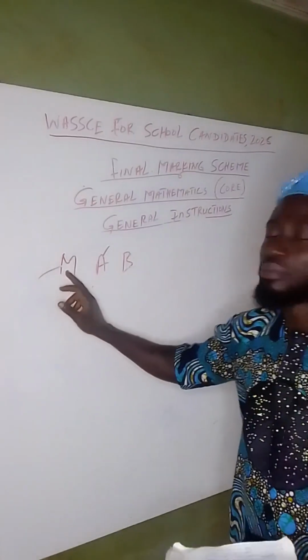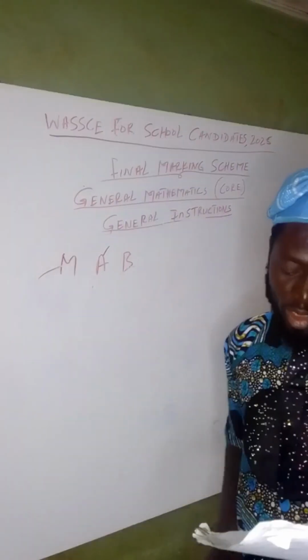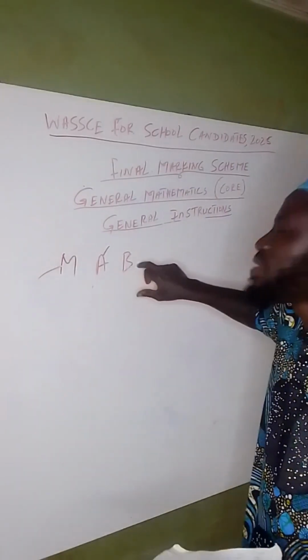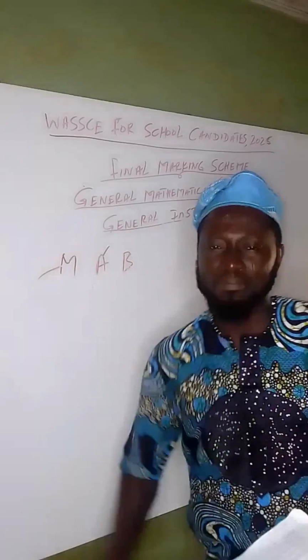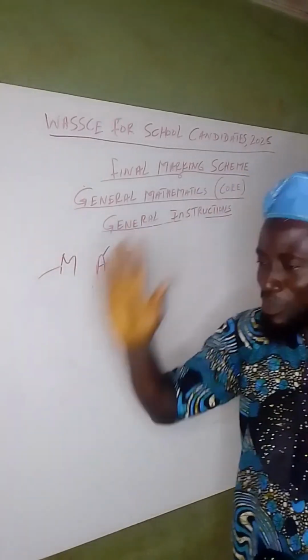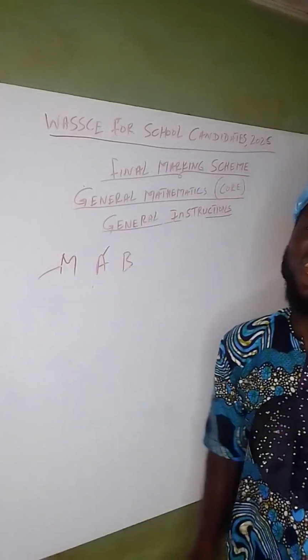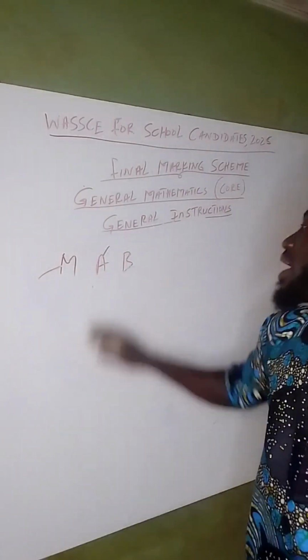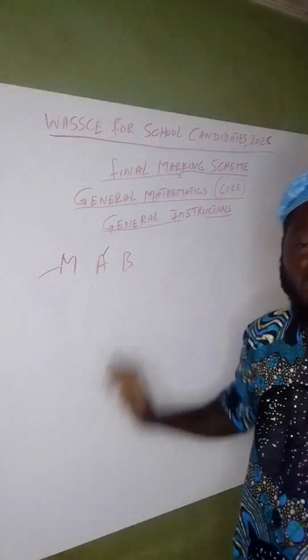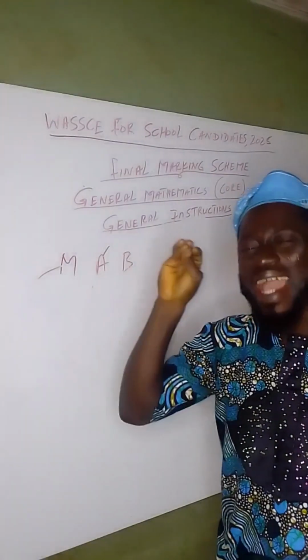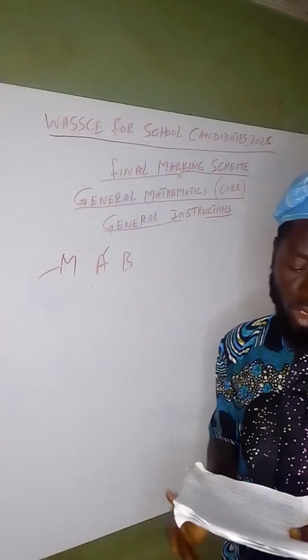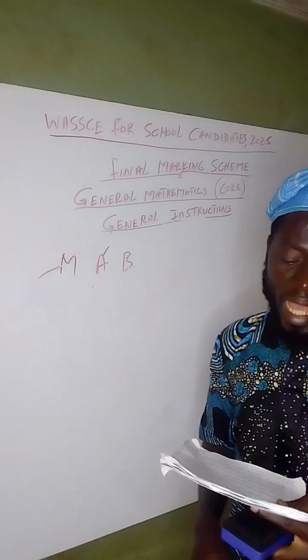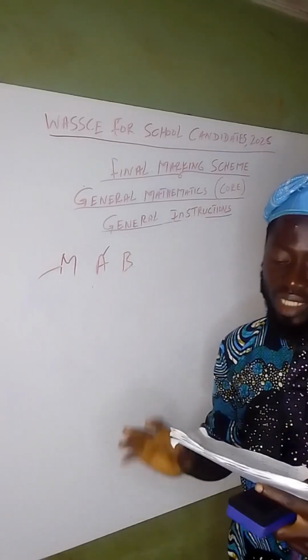But then, this was a method mark. You apply that basic method that you use, you apply it correctly. Method mark, the method to solve it, you apply it correctly. And then A is what? Accuracy. You got the right answer that you are supposed to arrive at.